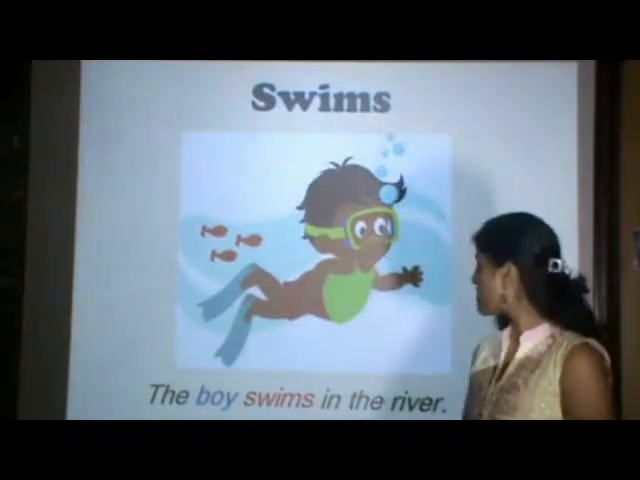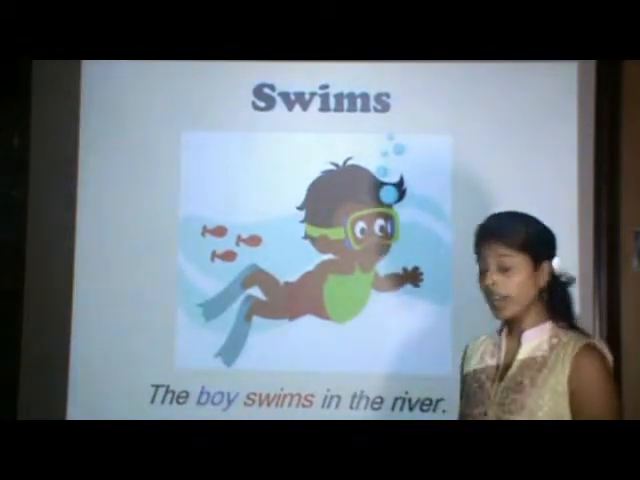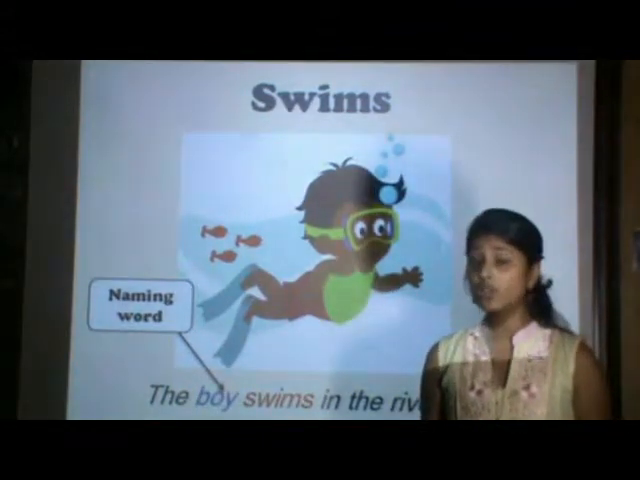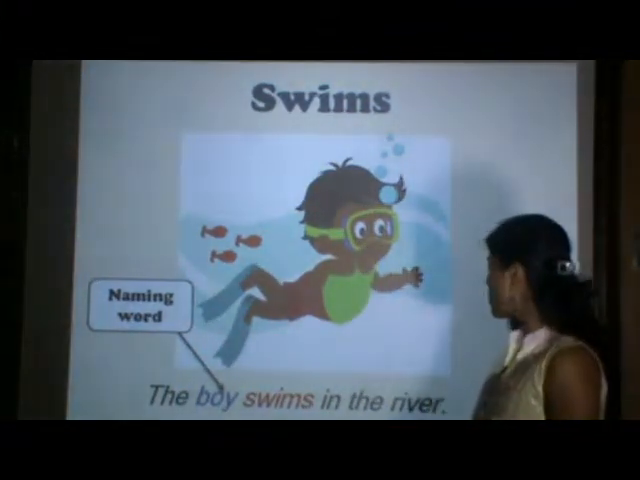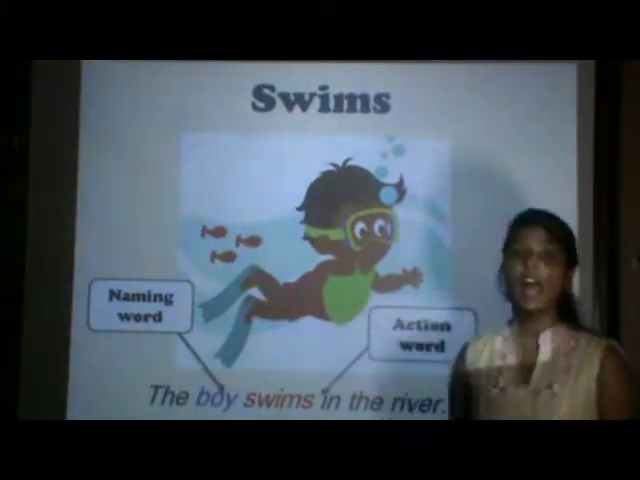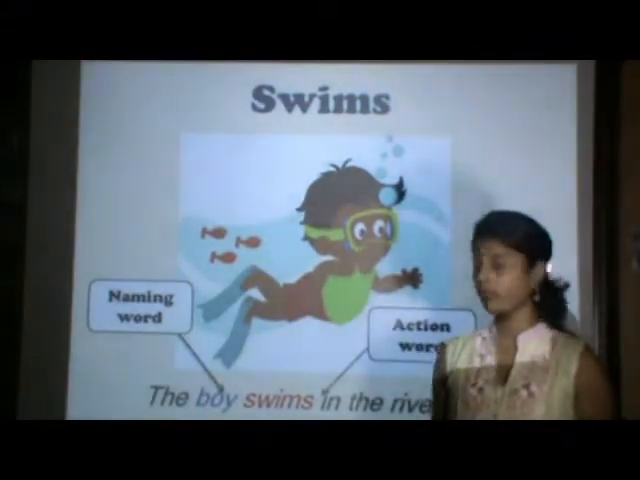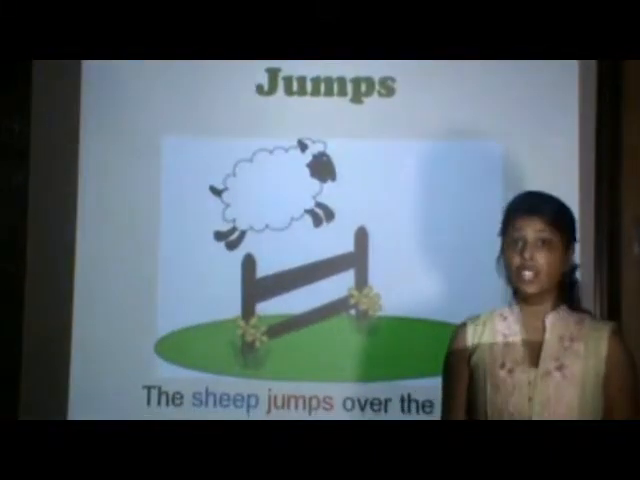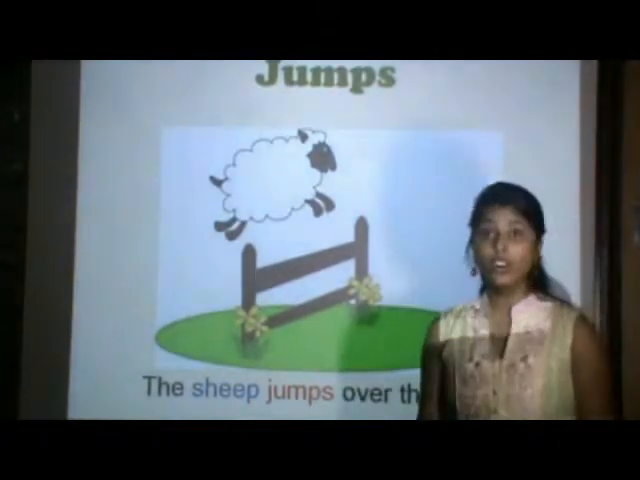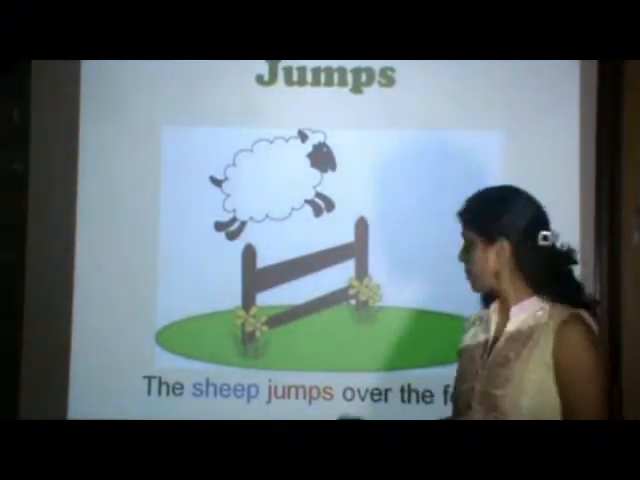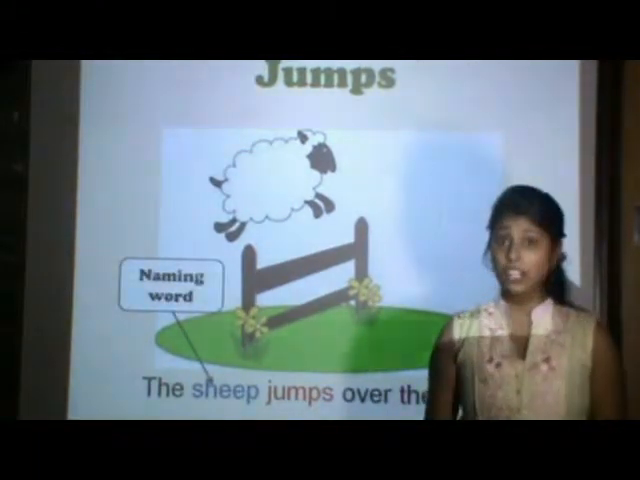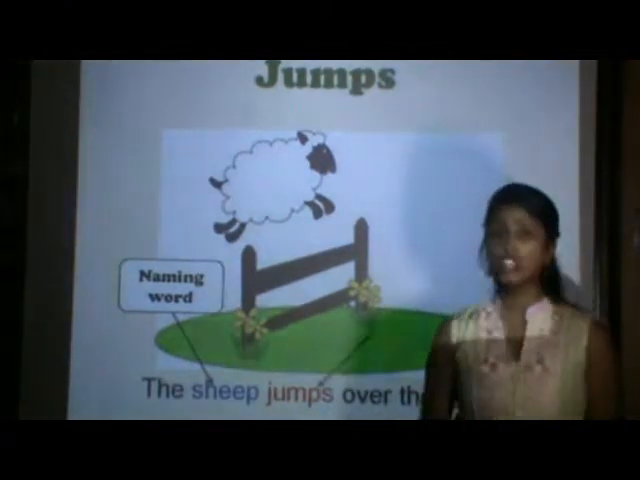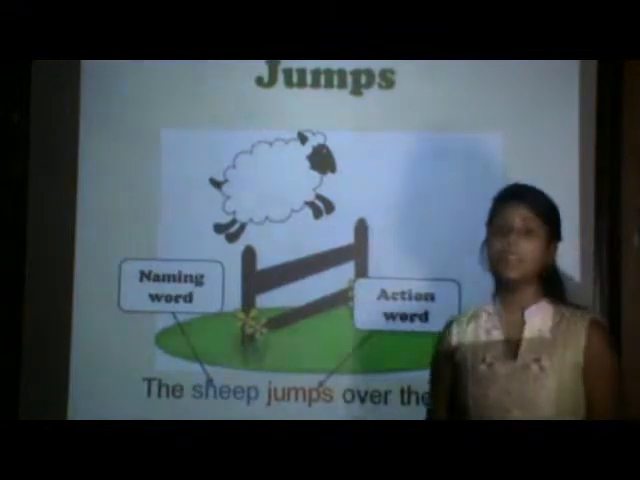The boy swims in the river. Here, the boy is the naming word. And you ask the question, what does the boy do? And the answer you get is swims. So swims becomes your action word. Jumps. The sheep jumps over the fence. Here, sheep is your naming word. And the action you get, that is what does the sheep do? Answer, jumps. Jumps becomes your action word.